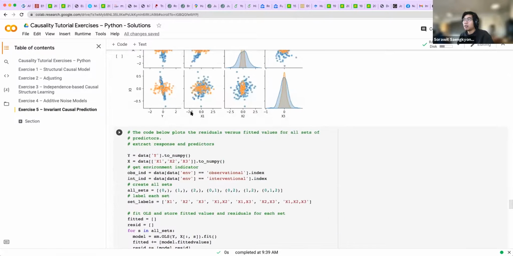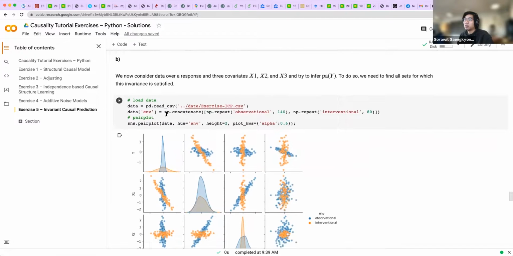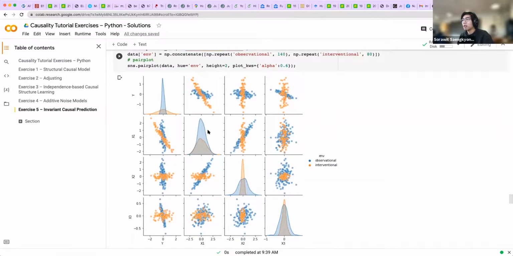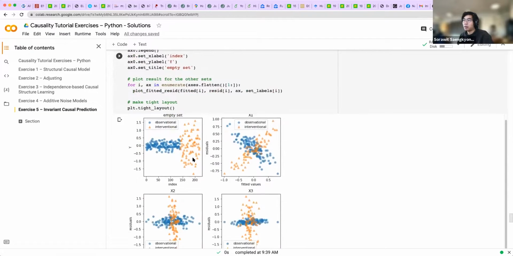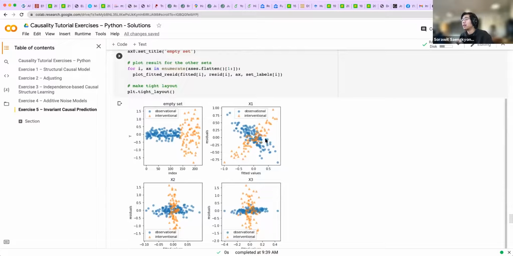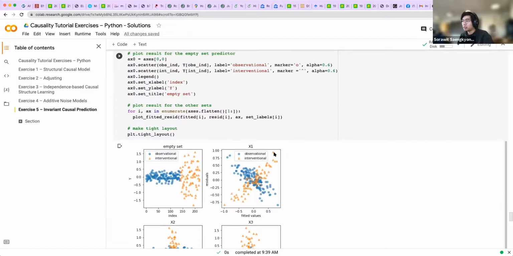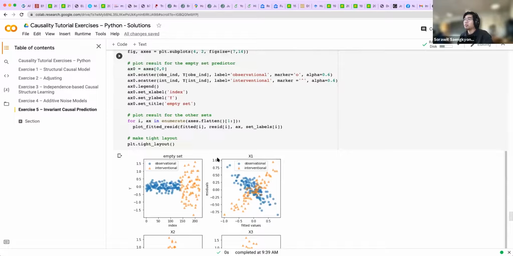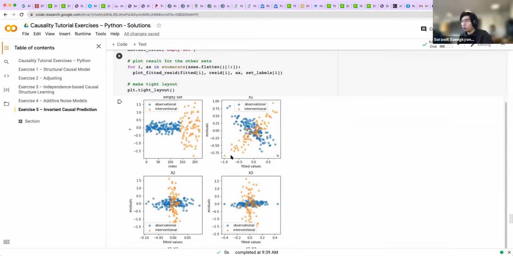So here in question B, we're going to look at the scatter plot among all variables, and then look at another plot, which is the plot between the residual and the fitted values when we use each subset potential as the predictor. For example, here we first pull all the data together from two different environments, and then we fit one regression where we only use X1 as a predictor, and then we plot the residuals in each environment.